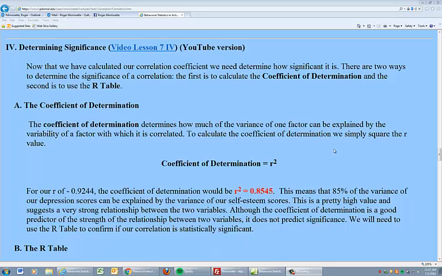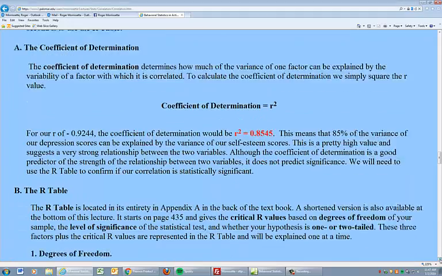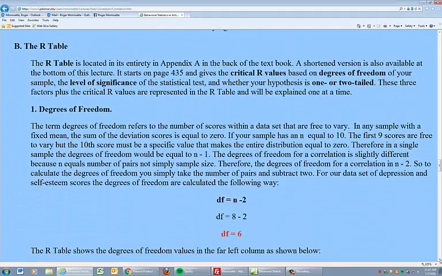One shortcut version of determining significance is something called the coefficient of determination, or just R squared. When you calculate the R squared of a correlation, like our negative 0.92 value for our depression and self-esteem scores, this means that 85% of the variance of our depression scores can be explained by the variance of our self-esteem scores. So that gives us a rough estimate of how close our two variables are. The R table gives us p-values and measures levels of significance.